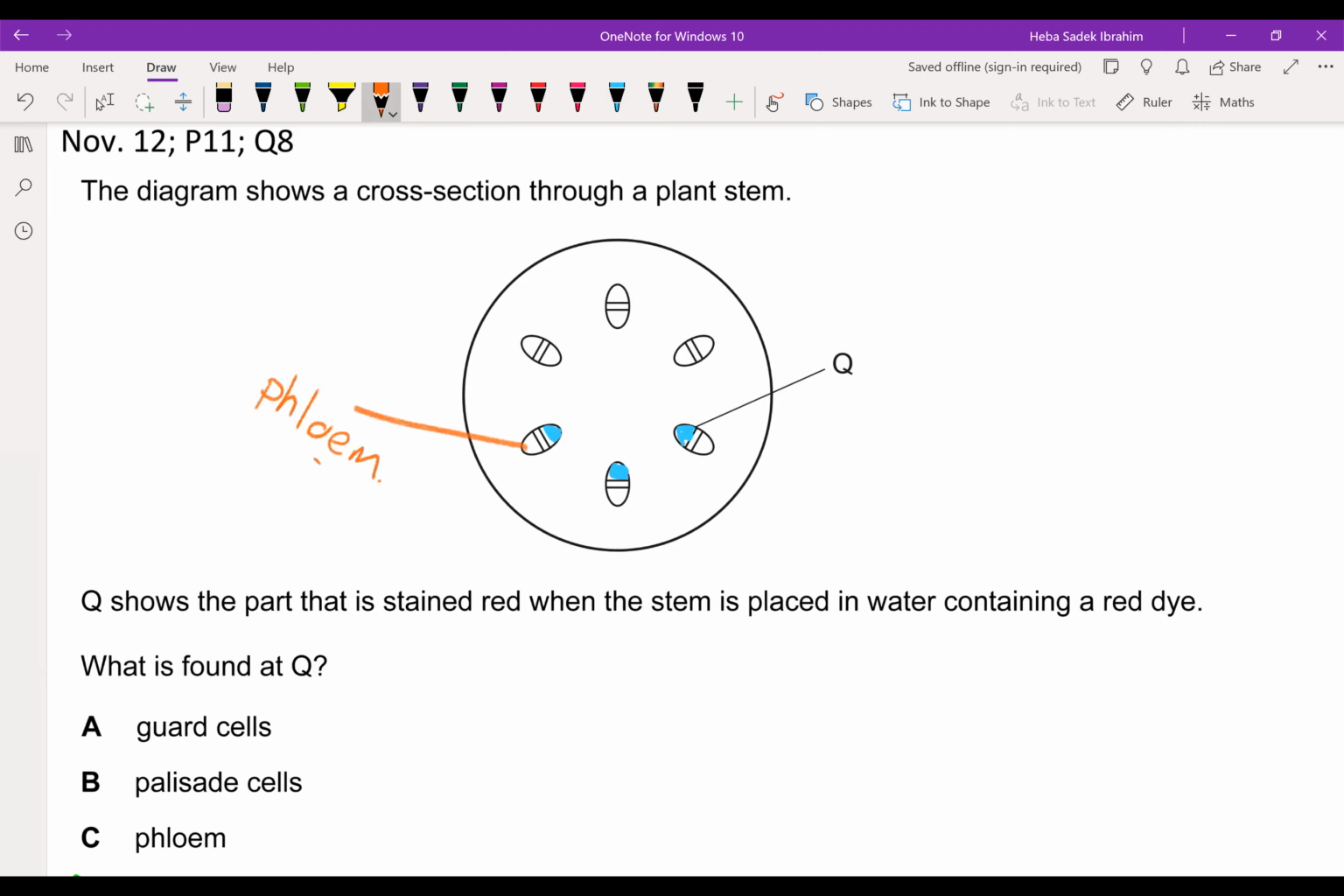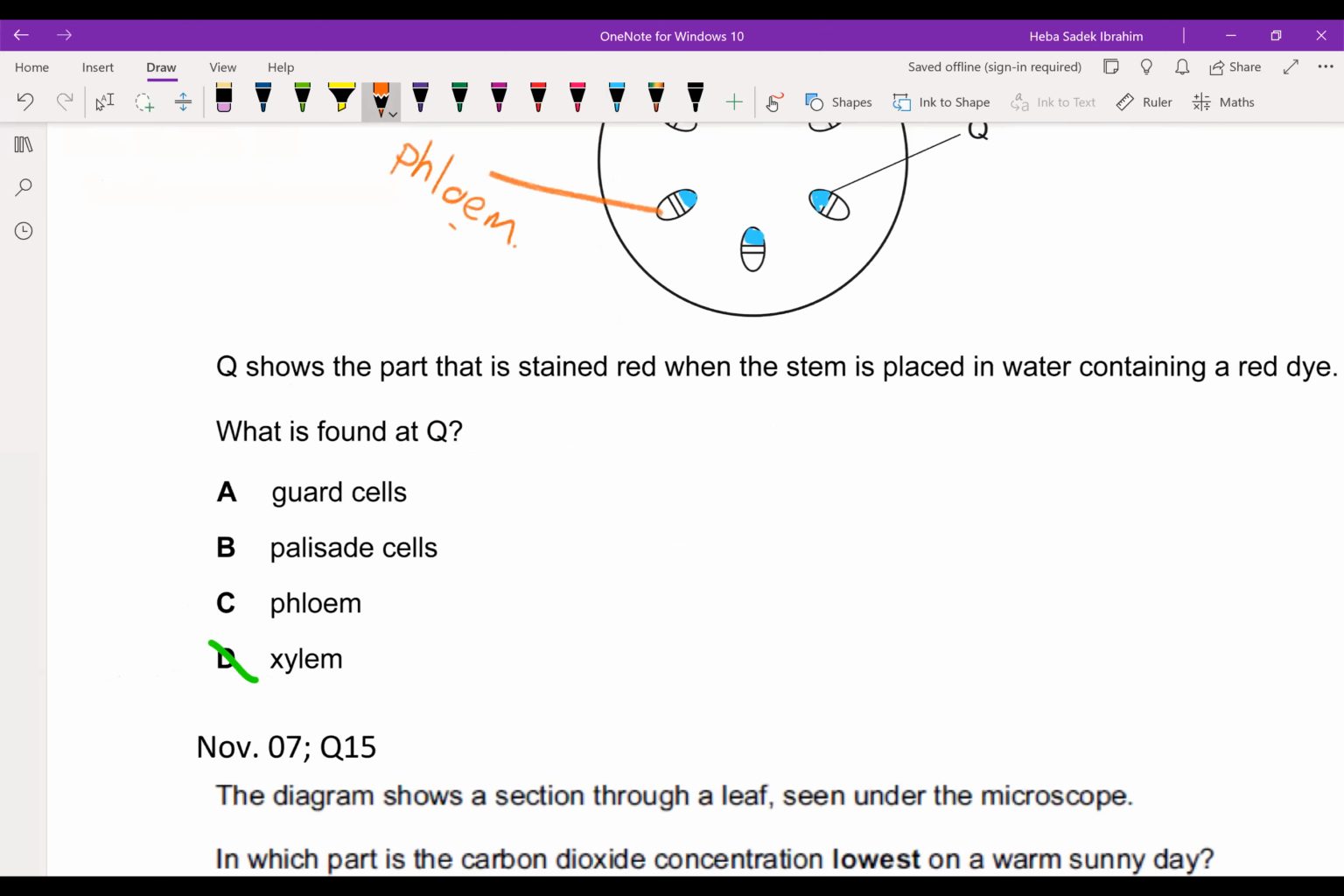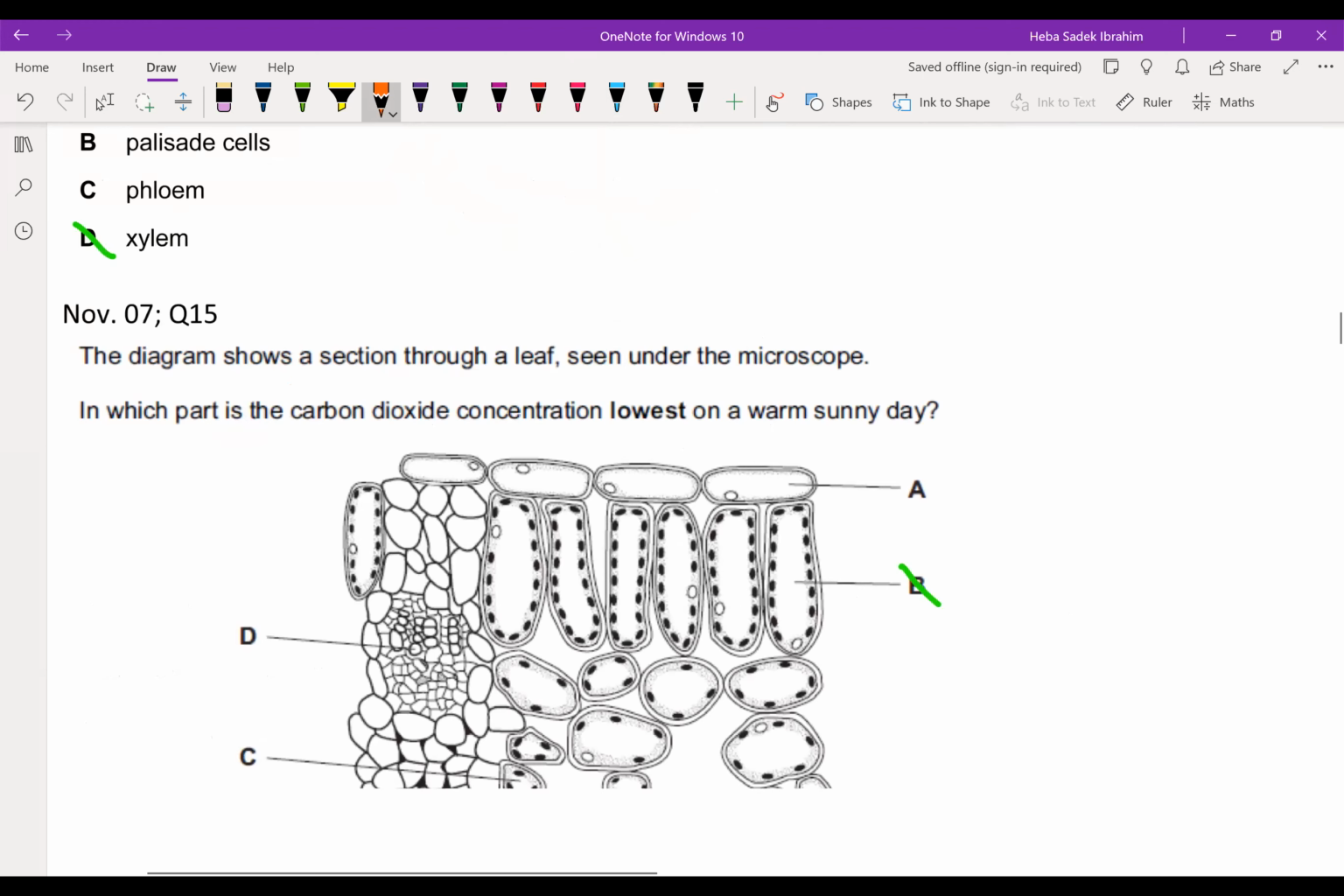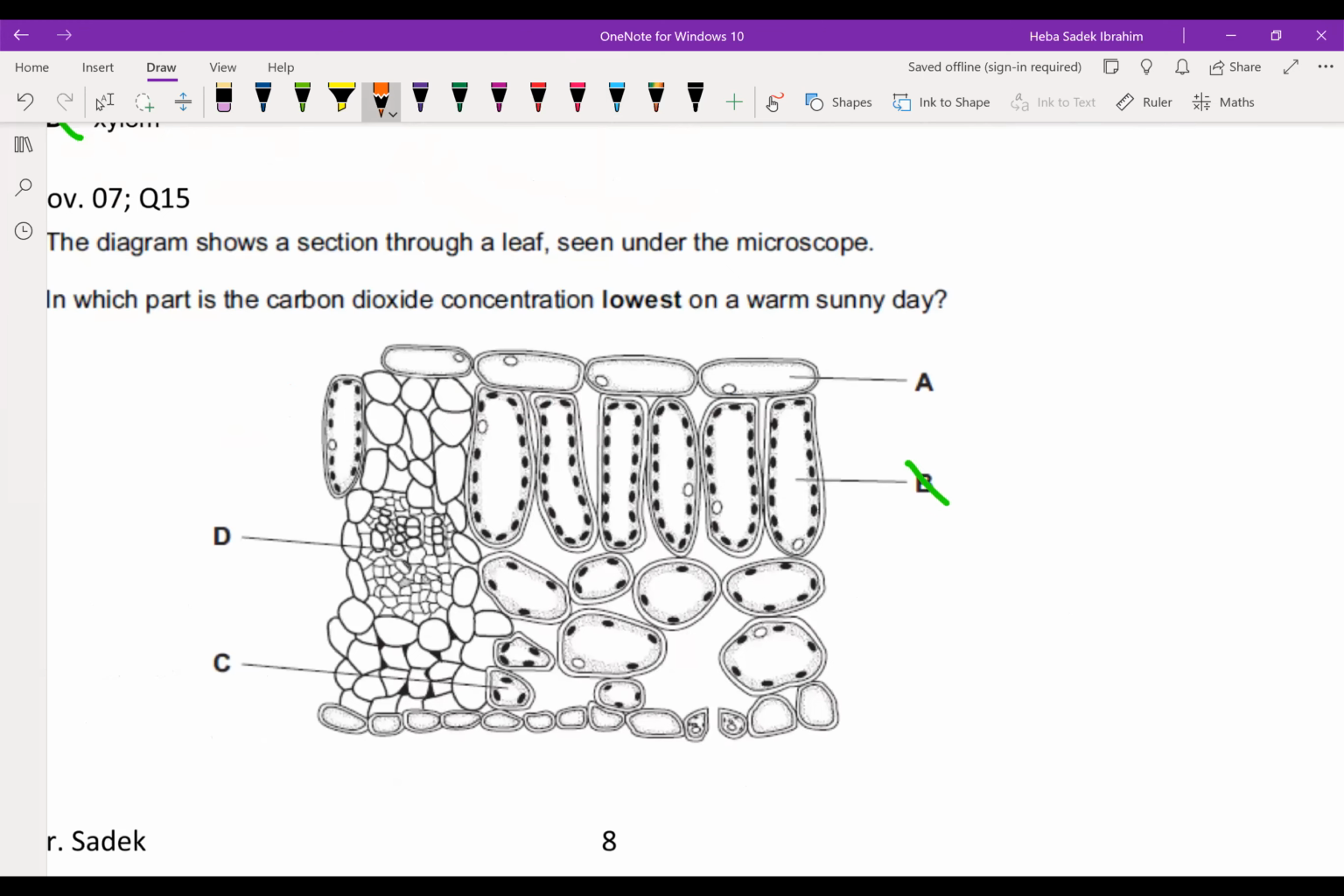The diagram shows a section through a leaf under the microscope. In which part is the carbon dioxide concentration the lowest? The lowest is at B. Why? Because on a sunny day the plant is carrying out photosynthesis. This is the place where most of the photosynthesis is taking place, so it is sucking up the carbon dioxide and using it. You won't find carbon dioxide here because it's being used up by the cells.